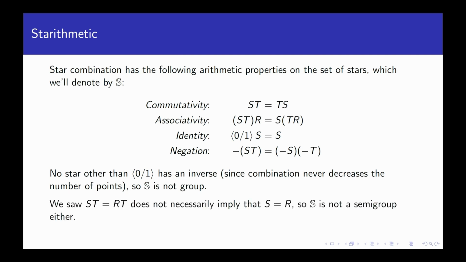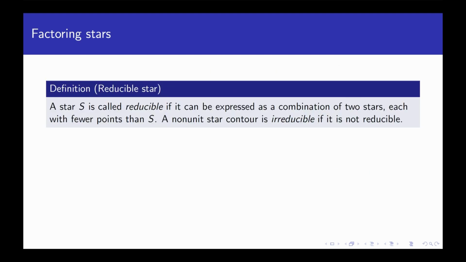Also, because I had that one equation before, ST equals RT doesn't necessarily mean that the left-hand sides match. It's not a semigroup. It doesn't have cool algebra properties. If you look at only the n-pointed stars, you get Zn in surprising or in disguised form, but we know Zn. What this thing has is a factoring property.